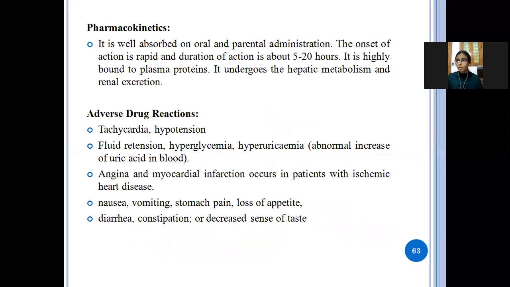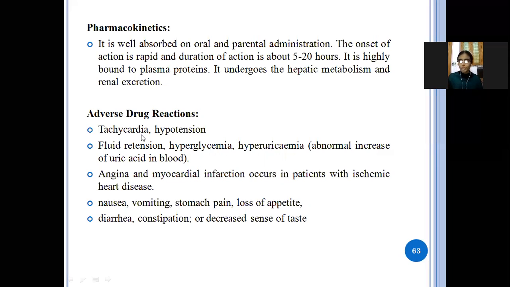Next, pharmacokinetics. It is well absorbed by oral and parenteral routes of administration, meaning this drug can be given by both the oral route and the parenteral route. It is highly bound to plasma proteins, and it undergoes hepatic metabolism, meaning the metabolism takes place in the liver, and it is excreted through the renal route.